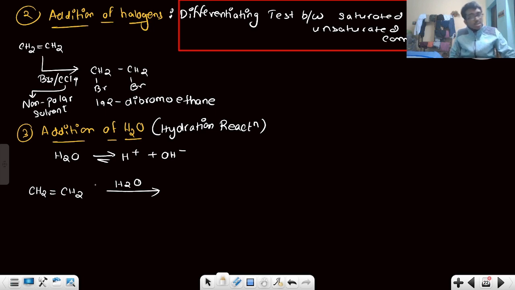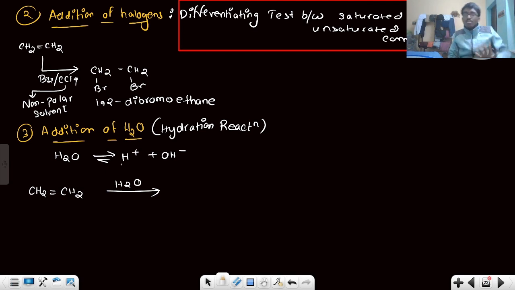What will happen? On one side H+ will go, and on the other side OH- will go. That's the point, right? But water will not usually dissociate into this. Even if it dissociates into this, it's fine. It will dissociate, but the H+ furnished will be quite less actually.